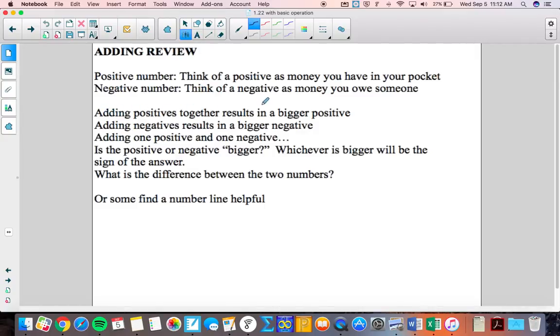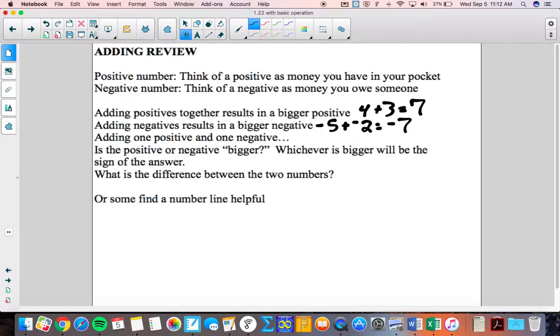So when you add positives together, you get a bigger positive, such as 4 plus 3. You have $4, you have $3 also. That means you put them together, you have $7. Adding negatives results in a bigger negative. So say we have negative 5 plus negative 2. So you owe someone $5 and you owe someone else $2. Well, that means you owe a total of $7. So the next $7 you find or you earn goes to them. You don't actually get to keep that.